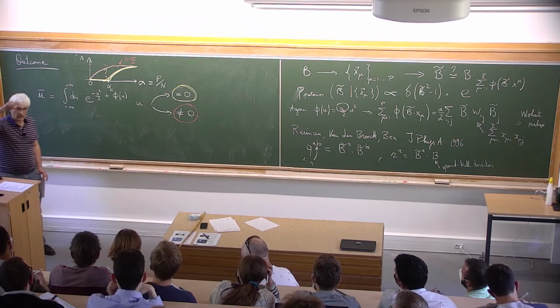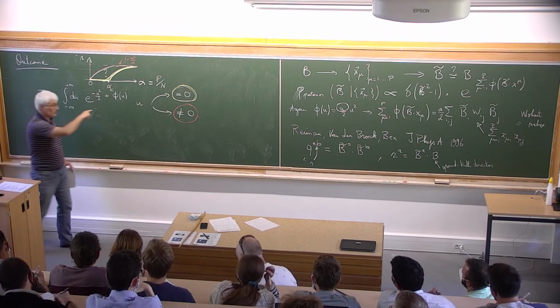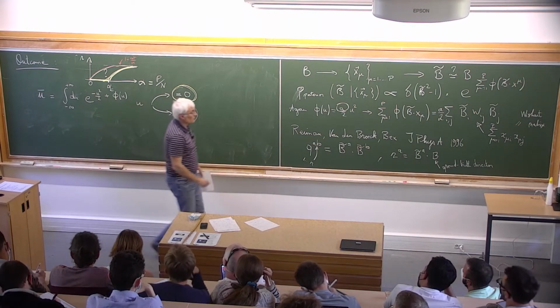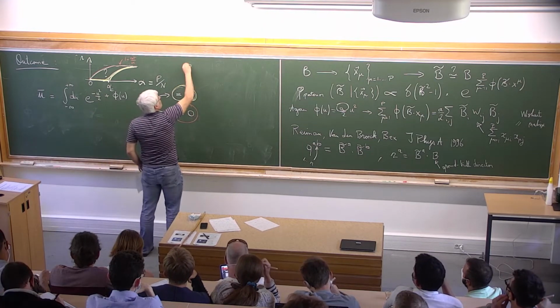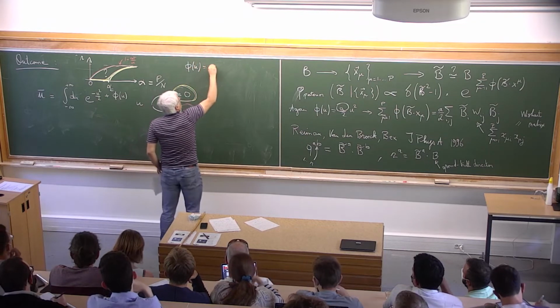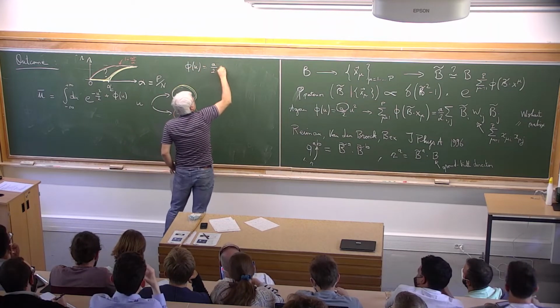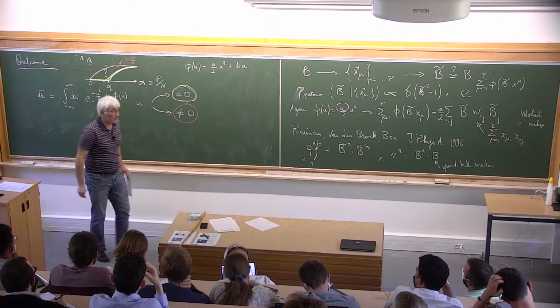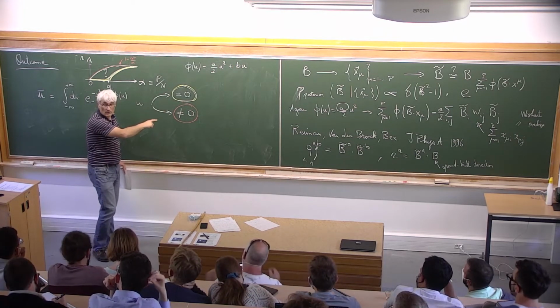So for instance, when I have this a over 2u squared, you will be in the yellow case, which is bad. But as soon as phi of u has some linear term, for instance, you will be in the red case. So what does that mean?